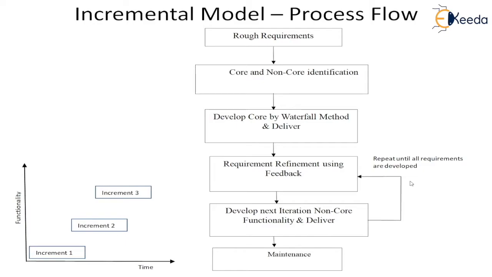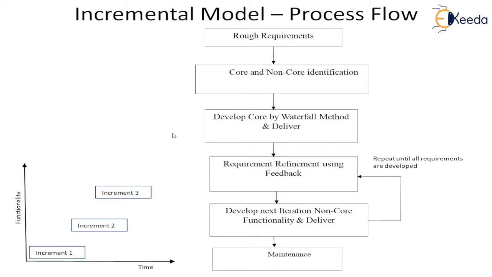So this cycle of identification of the requirement, development, delivery, and then the feedback will continue for a few iterations, until all the requirements that were given at the initial stage are exhausted and all the scope is completed. Then we can say that the software is fully delivered, and then it goes to the maintenance phase.